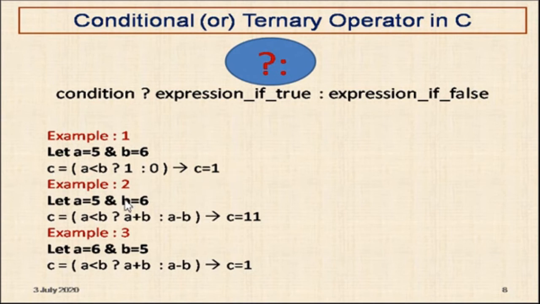Example 2, a is 5, b is 6. The condition is satisfied again. You see here instead of 1 I have given a plus b, or any other expression can also be given. So this will evaluate this expression and this will be assigned to the left hand side variable. So a plus b, 5 plus 6, 11 is assigned to c. Example 3, a 6, b 5.